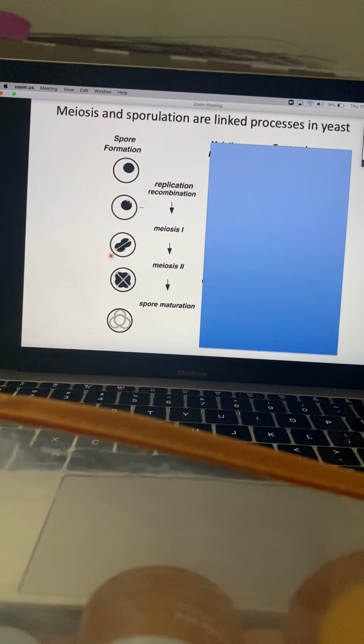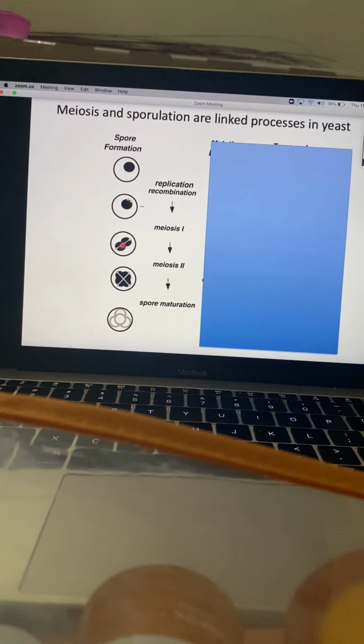The meiosis 1, where the homologs will separate, and then meiosis 2, where the chromatids separate. Okay, so cerevisiae, in contrast to mammalian cells, the nuclear membrane does not break down. So everything is occurring within this nuclear membrane, and then later you have formation of a spore wall around these structures here to form the four spores.